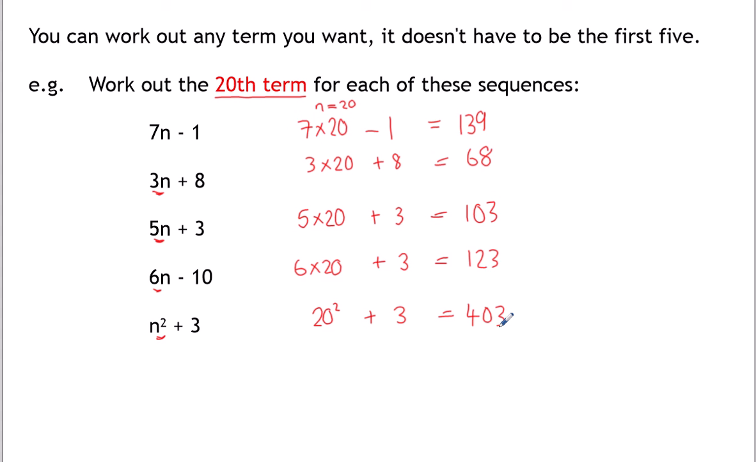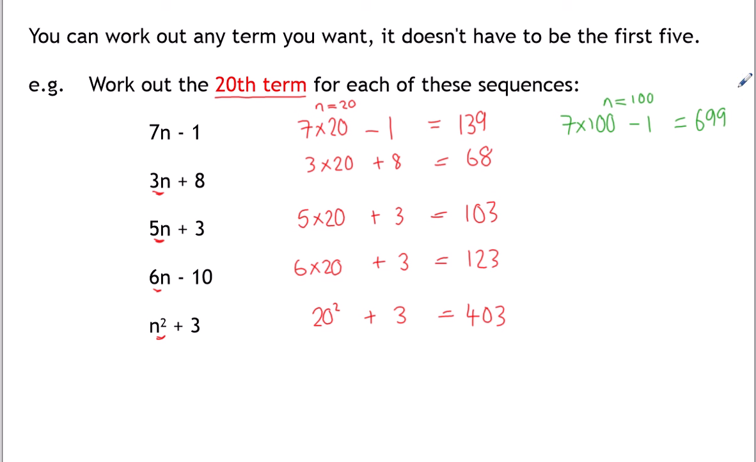So if I wanted to do the 100th term, that's easy. If n is 100, I'll just do the first one. You would do 7 times 100, which is 700. Take away 1 is 699. So you can jump to any number in a sequence. All you've got to do is put that number into the formula. If you wanted the 50th number, put 50 into the formula and work it out. If you wanted the 10th number, put 10 into the formula and work it out.